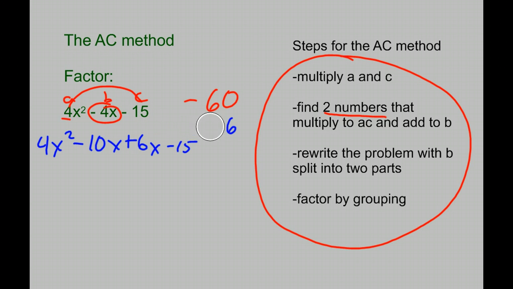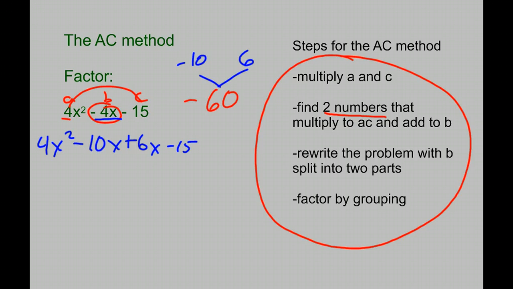I'm going to erase this so it's out of our way. 4x squared minus 10x plus 6x minus 15. That's the exact same expression as what's up here. I just replaced negative 4x as negative 10x plus 6x. That's an equivalent form, and the 10 and the 6 came from this 60 and this 4, negative 10 and 6.